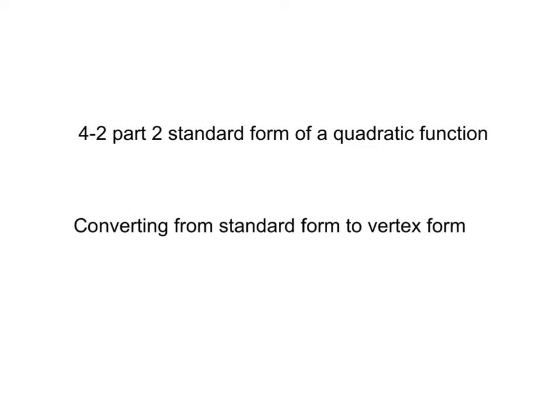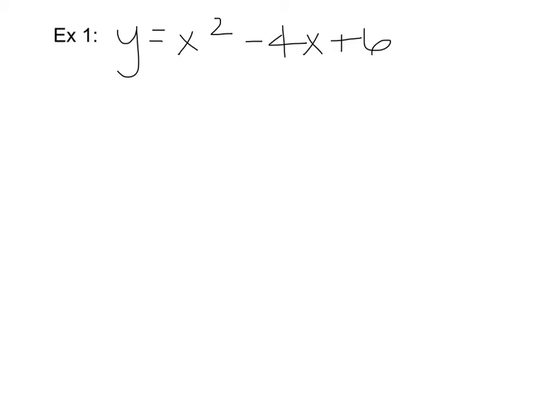So today we are still in section 4-2. I'm just only teaching you how to convert from standard form to vertex form. So example 1, we have y equals x squared minus 4x plus 6. And your first step is to identify what a is, what b is, and what c is.